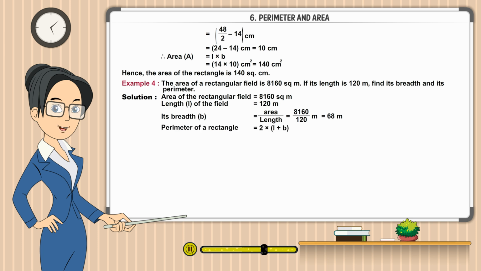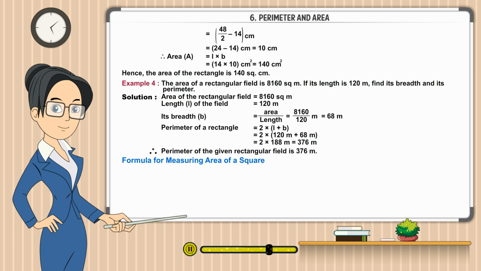Perimeter of a rectangle is equal to 2 into L plus B is equal to 2 into 120 meter plus 68 meter is equal to 2 into 188 meter is equal to 376 meter. Therefore, perimeter of the given rectangular field is 376 meter.